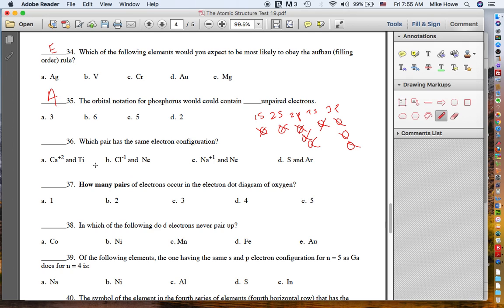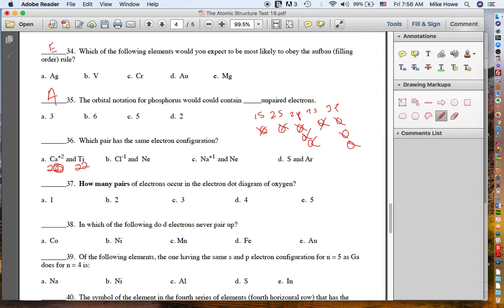Same electron configuration. Calcium has 20, and titanium has 22. So if you have a +2 on calcium, it's not 20 anymore, it's 18. All right, I lost my connection to my tablet, so I'll go ahead and do it this way. So that's going to be 18 because of the +2, so 20 minus 2.